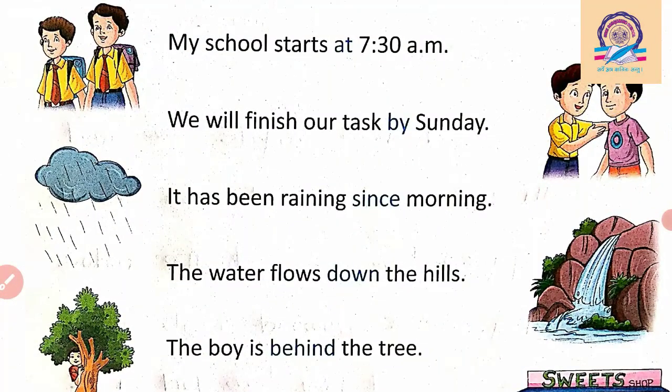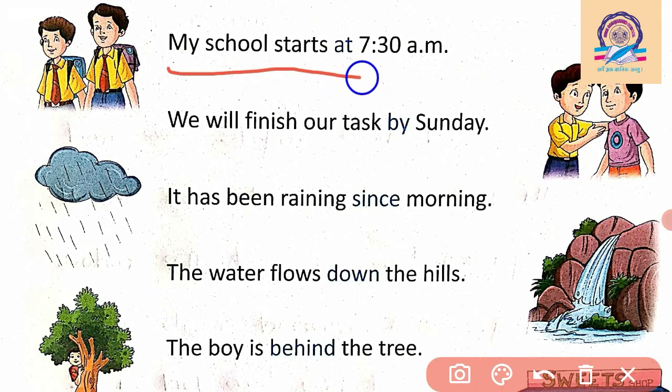My school starts at 7:30 a.m. So when do we use the preposition at? At shows the time. When we want to show the time in our sentence, before the fixed time we have to use the preposition at. 7:30 is given here, so by seeing the time, we have to use the preposition at before the time.